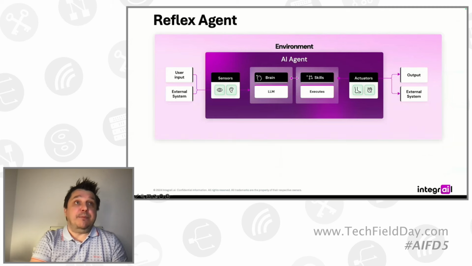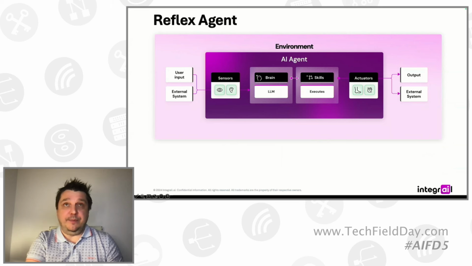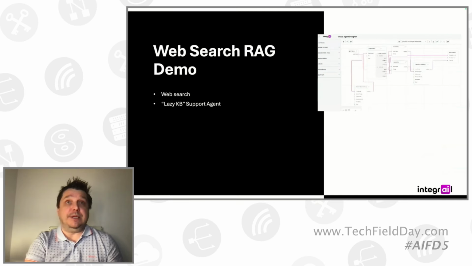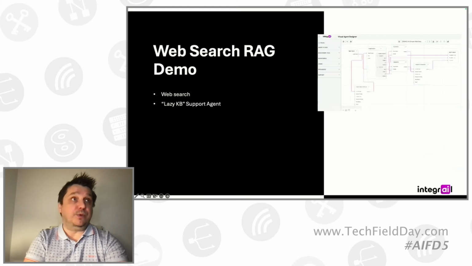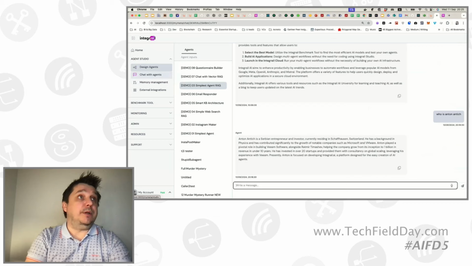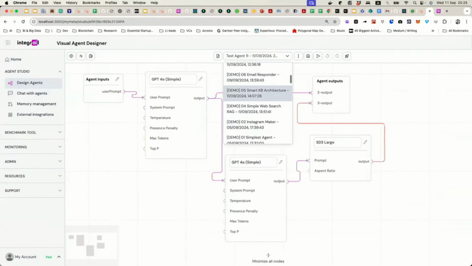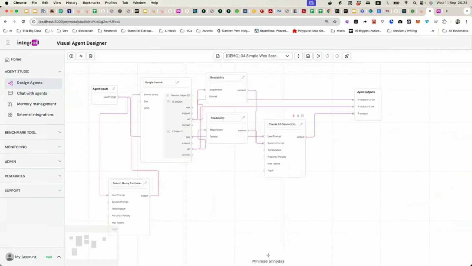What we have added compared to the simple agent that we looked at last time is the ability to sense the external systems and provide some sort of output in the external system. So once again, let's look at a couple of examples because that's the easiest way to understand the idea. Switching to the studio again. So, simple web search.